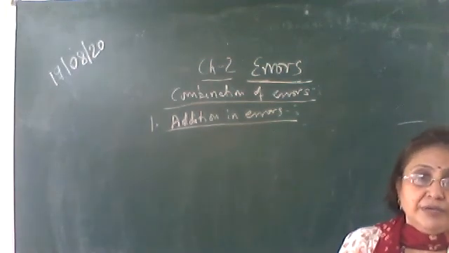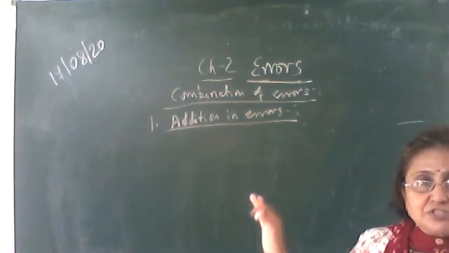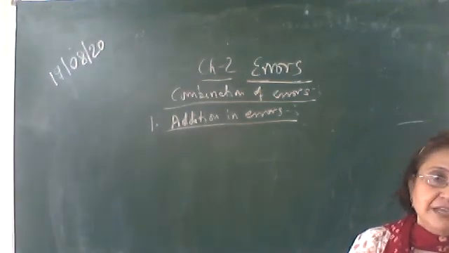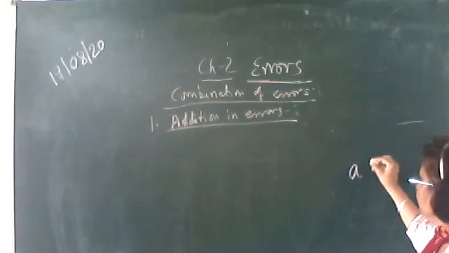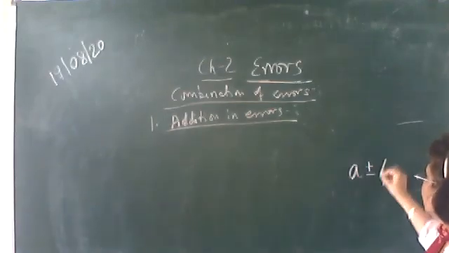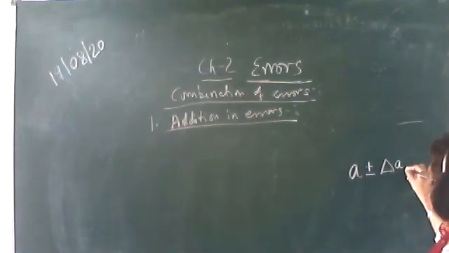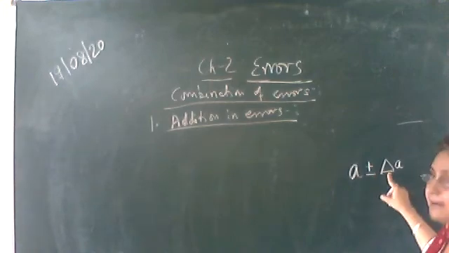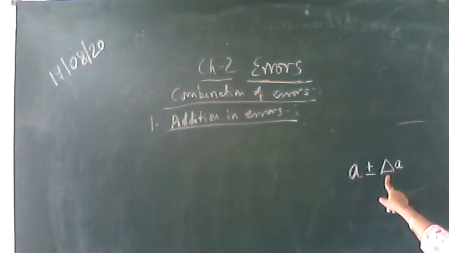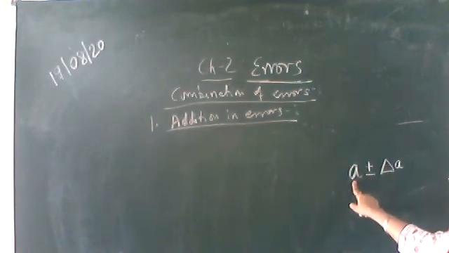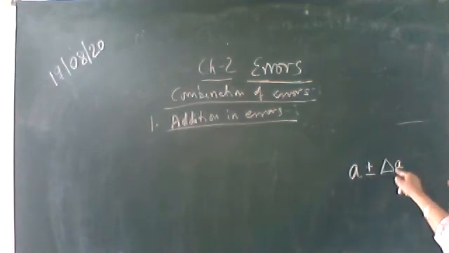Okay, now any measured value, how is it written? Its mean value plus minus its absolute error. This is the absolute error. For example, A is the measured value. When you measure that value, there will be some absolute error in that. So what will be the value of A? A plus delta A to A minus delta A.